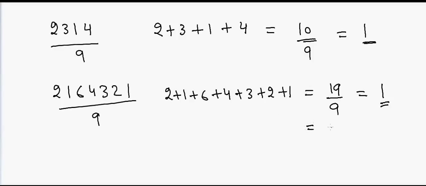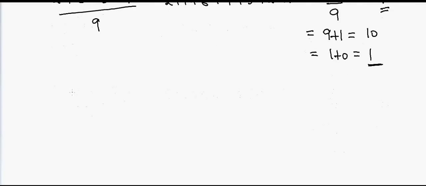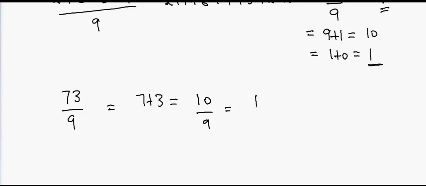Another thing you can also do is add 9 plus 1, that will give you 10, and then add 1 plus 0, that will give you 1. So your remainder will be 1. Another, much easier example: if I have 73 and I want to divide by 9, we know that 7 plus 3 is equal to 10, and if I divide it by 9, my remainder will be equal to 1.